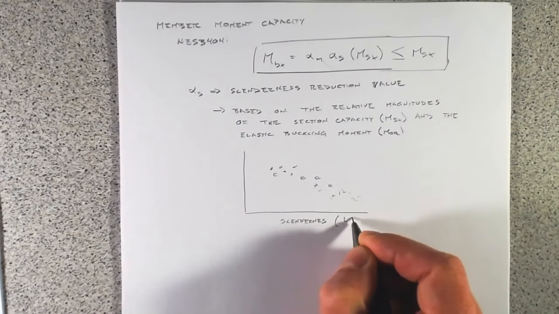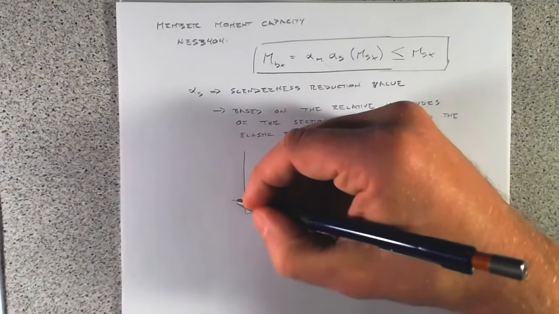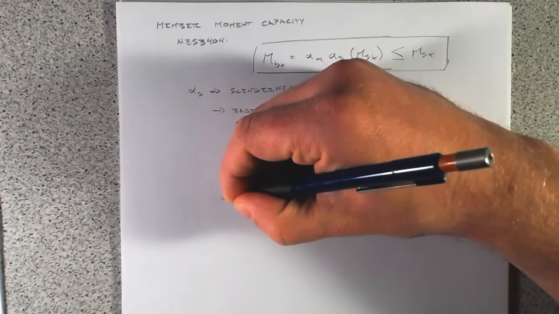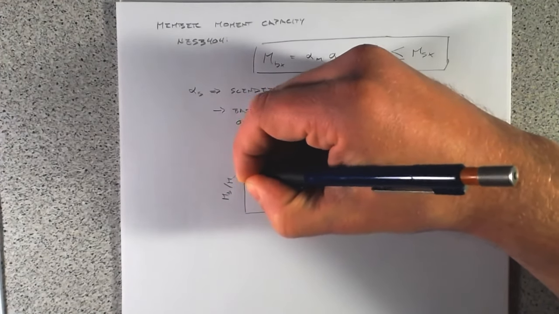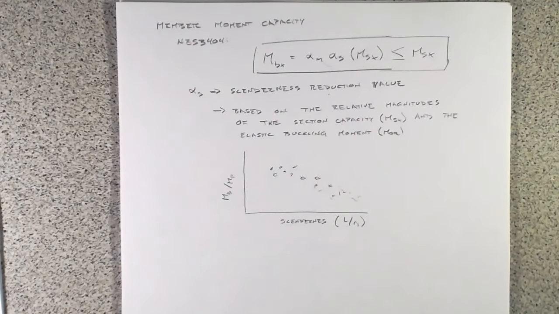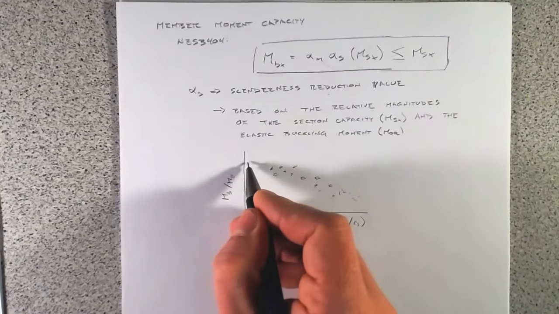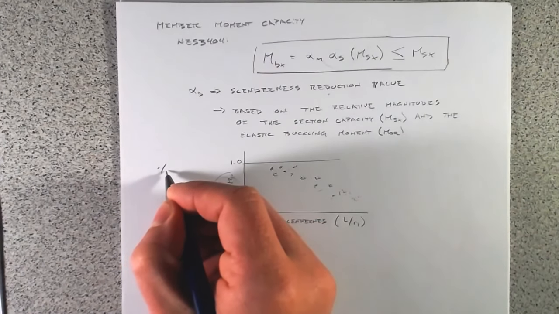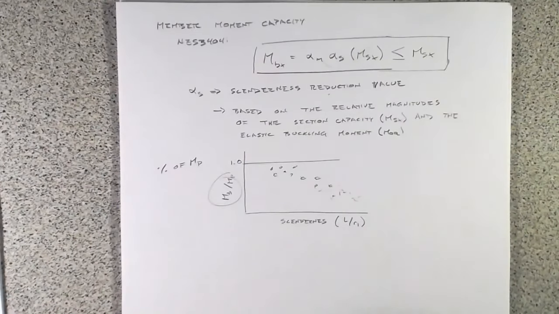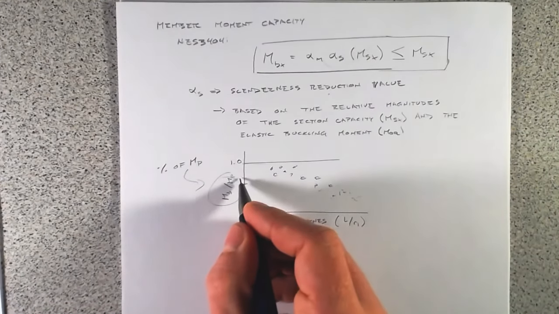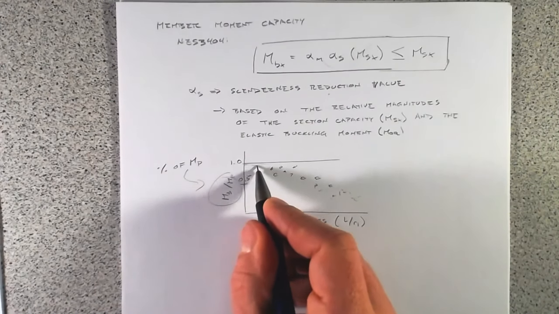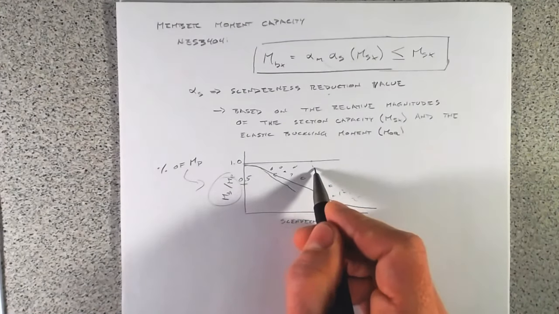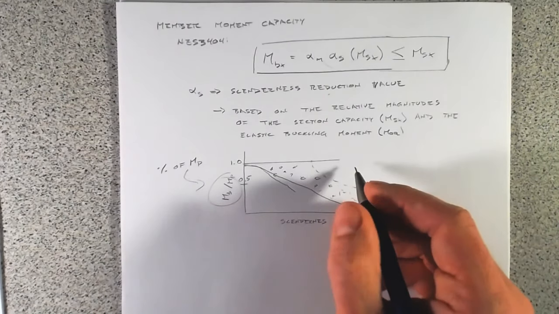I would just call that L over r_y, just like buckling. And then on the y-axis, we would have our member capacity divided by M_p, and there's a limiting factor of 1.0. So read this as percent of the plastic moment. And if this is sort of 0.5, what we find is that we get this sort of envelope like this.